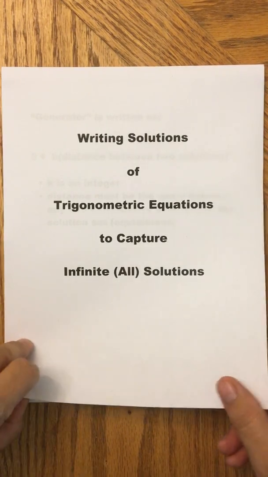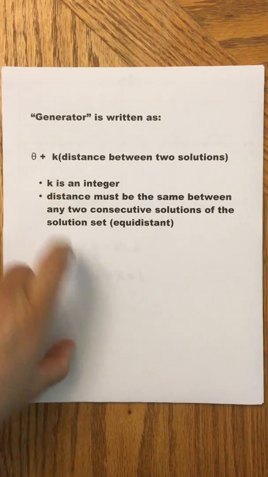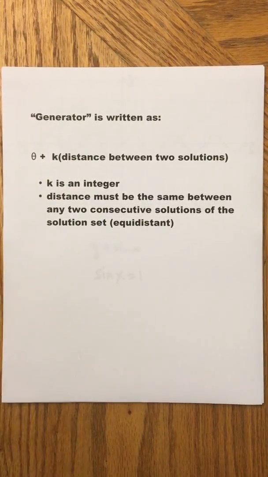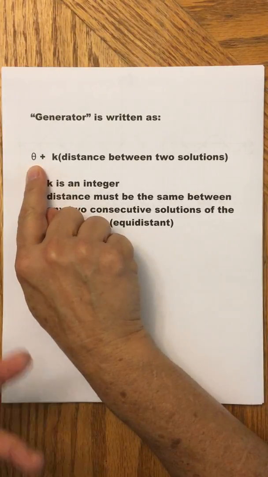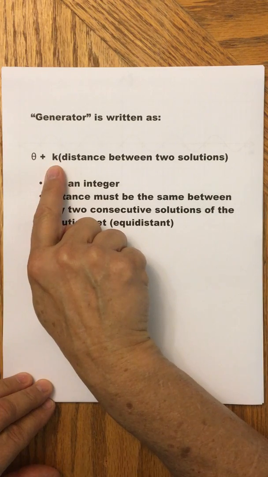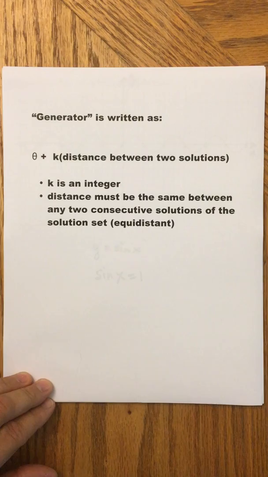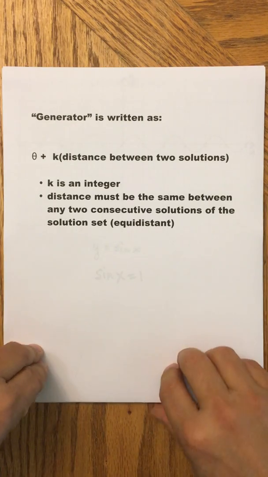The basic strategy is to come up with what I call a generator, and that's my terminology. You begin with one angle, you find the first solution in the solution set. Generally that angle comes from your calculator or your knowledge of the unit circle, and it's usually the first positive angle closest to 0. Then you add an integer value times the distance between two consecutive solutions. So let's take a look at that.